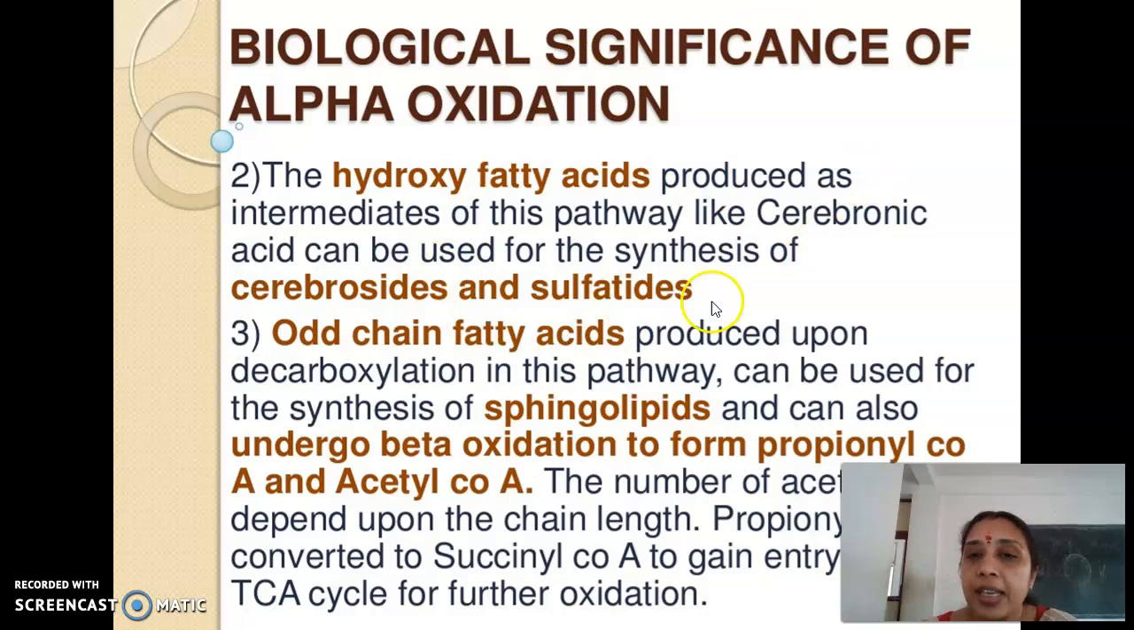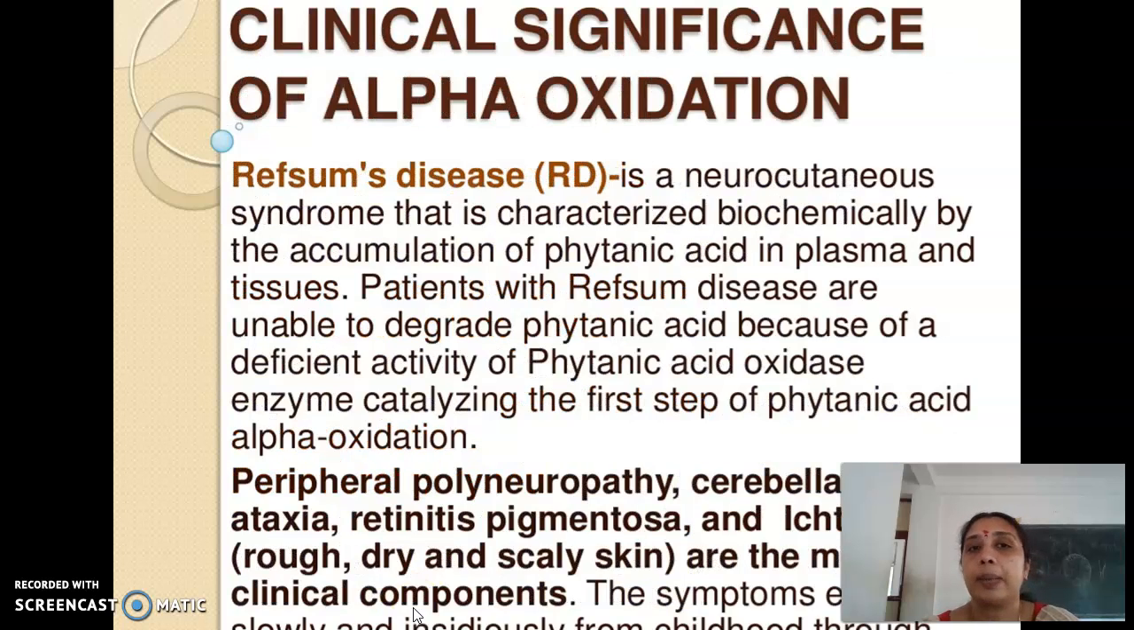Apart from that, the odd chain fatty acids produced are utilized, and the propionyl CoA which is produced is converted into succinyl CoA and enters the TCA cycle. Right. So these are the importance of alpha oxidation.